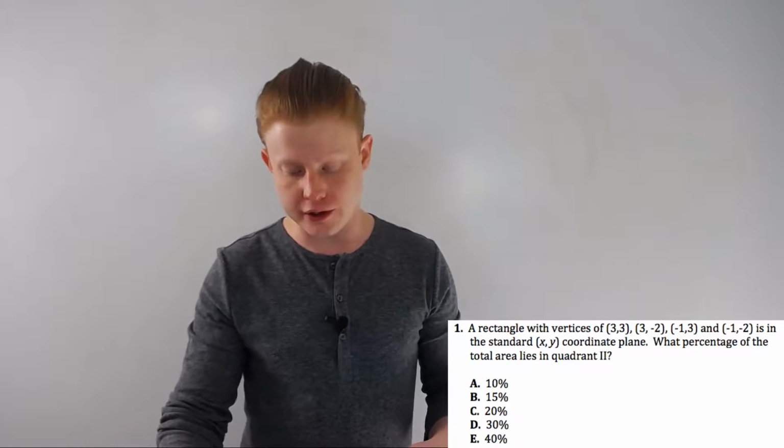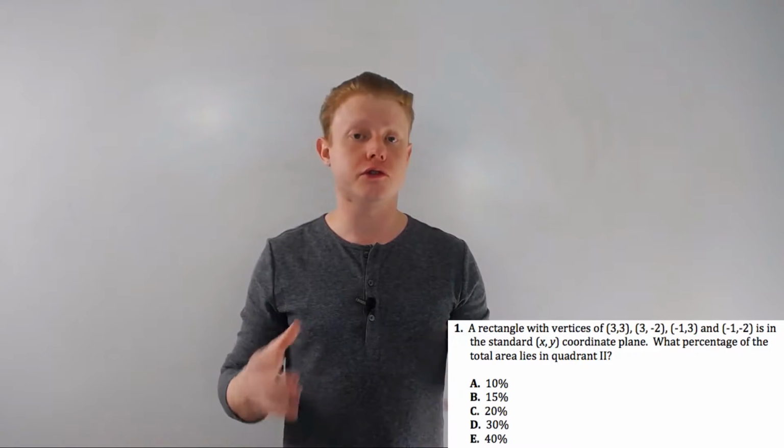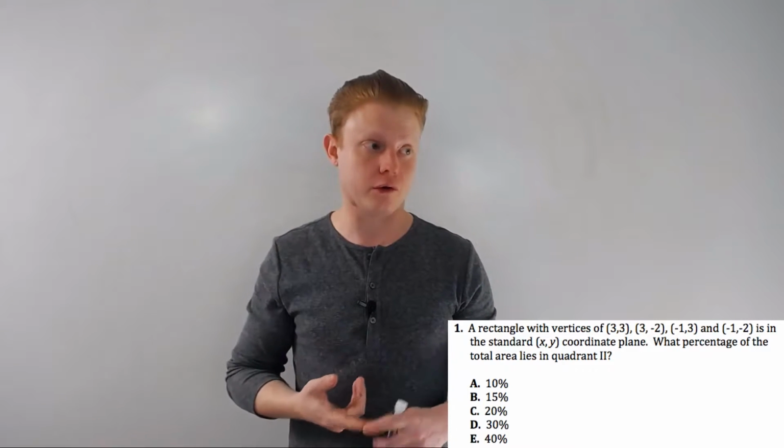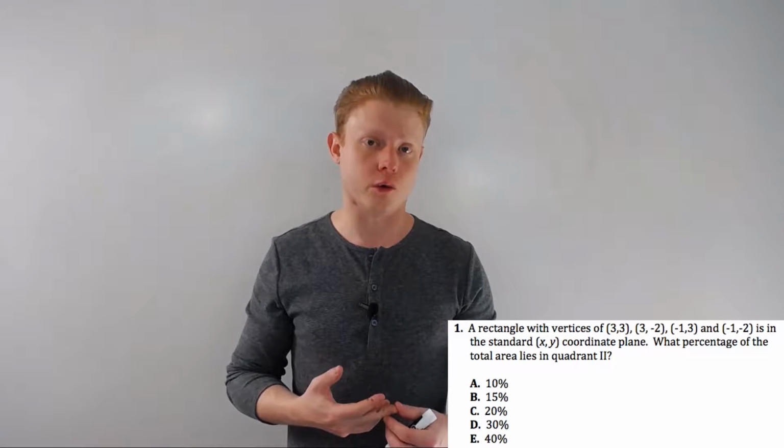Now, basically, what they're asking you here is what percentage of the total area lies in quadrant 2. So there's two things going on here. You got to be able to correctly figure out the dimensions and the area of the rectangle. Then you got to know which quadrant is quadrant 2.